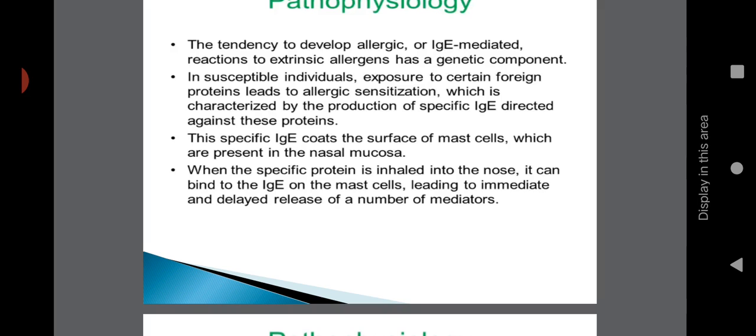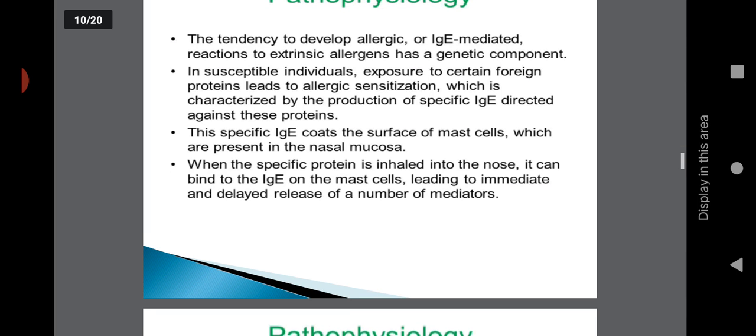When the specific protein is inhaled into the nose, the specific protein means a foreign body, either dust or pollen or some other type. Once we are exposed, specific Ig will be forming and it will react against that specific allergen. For example, for dust a particular Ig will be there, for pollen a specific Ig will be there. So this will always be present in our nasal mucosa, and whenever we come in contact with this kind of foreign body like dust, dander or pollen, it can bind to the Ig on the mast cell, leading to immediate and delayed release of a number of mediators.